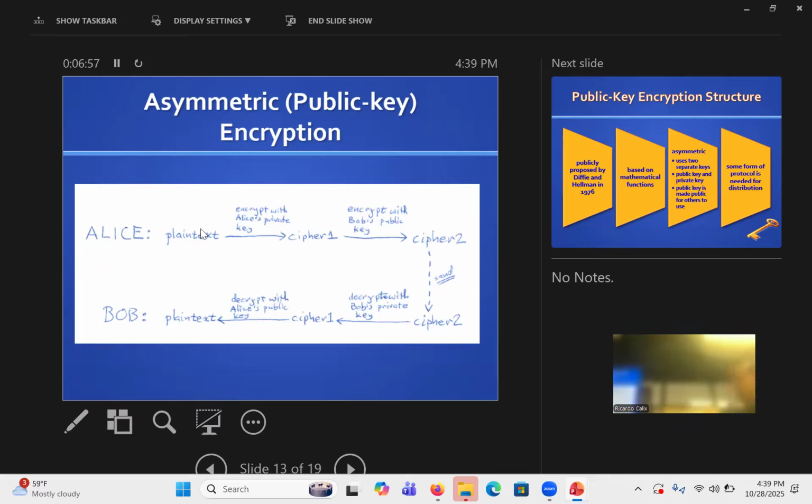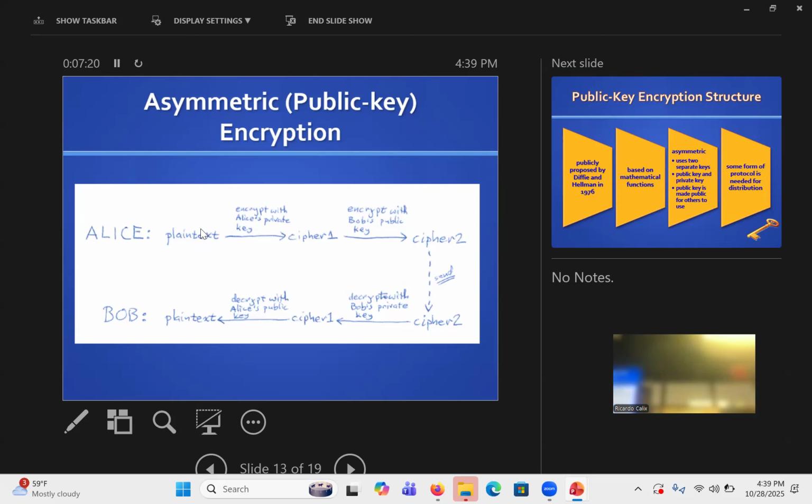So, assume you're Alice. You start with your plain text. You encrypt with Alice's private key. You're Alice, so you have access to Alice's private key. That creates one cipher. Let's call it cipher 1. Then cipher 1 is encrypted with Bob's public key. That's for confidentiality, right?